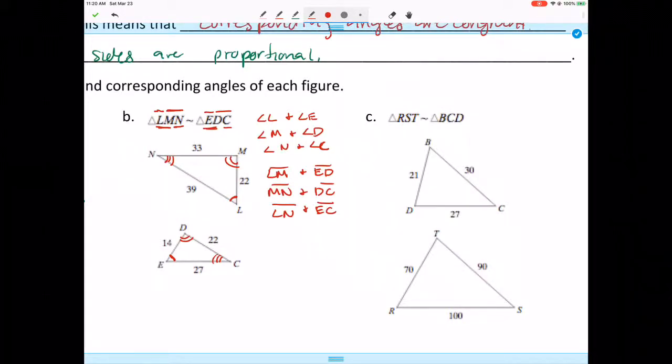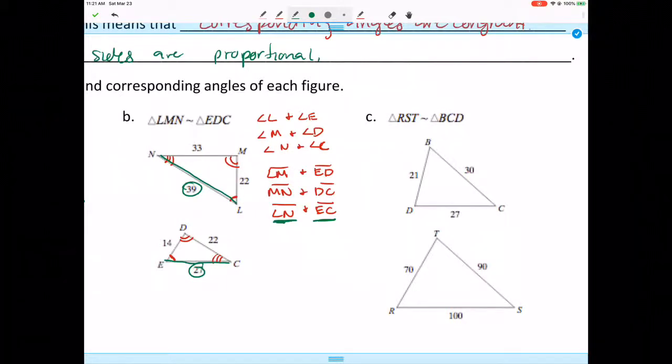If you didn't even have the statement, we could still find these answers. You could find the largest side. That's not the largest side. This is the largest side, which is LN, right here. And the largest side here is EC, which is right here. So you could find those corresponding sides by just looking at the numbers.